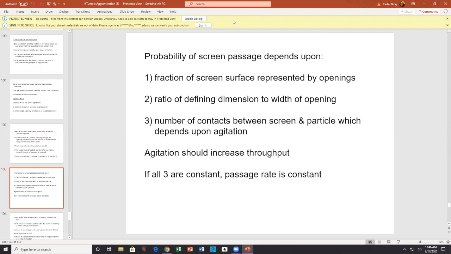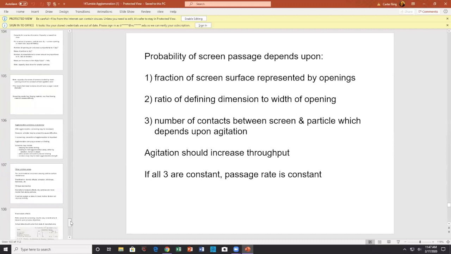Probability of screen passage depends upon the fraction of screen surface available to the openings, the ratio of defining dimensions and width of the opening. Number of contacts between the screen and the particle depends upon agitation. Agitation should increase throughout. If all three are constant, passage rate is constant. So let's see what we can do here.